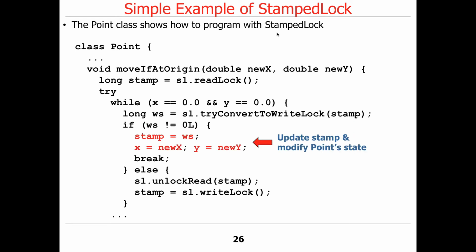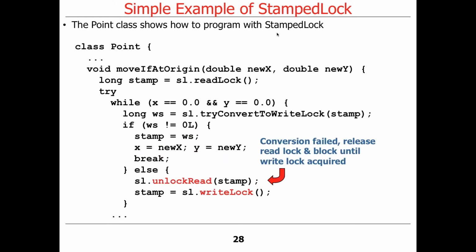OK, now, if we were unsuccessful at being able to upgrade, now we have to do some more expensive stuff. So what we're going to do in that case is unlock the read lock. Remember, we'd acquired the read lock originally. Now we're going to unlock the read lock, and then we're going to go ahead and try to get a write lock. Now, a bunch of things to remember here.